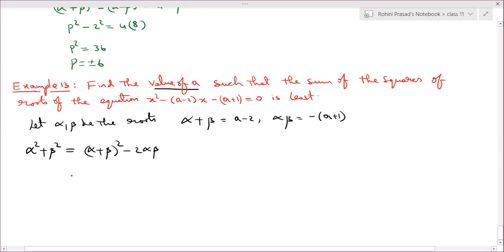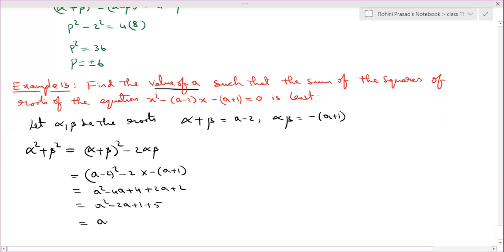So first let us calculate this. A minus 2 the whole square minus 2 into minus of a plus 1, which is a square minus 4a plus 4 plus 2a plus 2. So a square minus 2a plus 6, plus 6 is plus 1 plus 5, which is equal to a minus 1 the whole square plus 5.